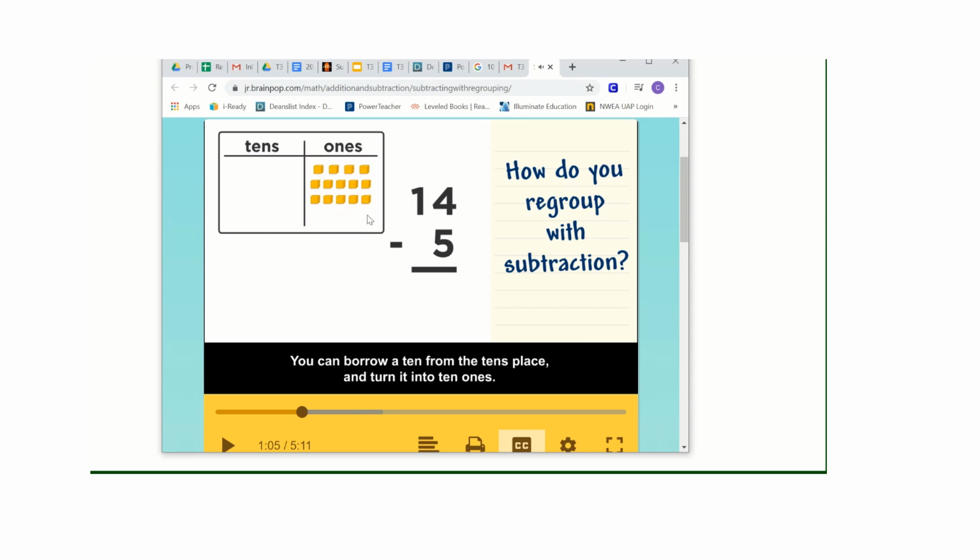Because Annie did not have enough to take away 5 from 4, she borrowed 1 10 stick from the tens place and brought it over to the ones place and changed it into 10 ones cubes. So that way there's enough to take away 5.